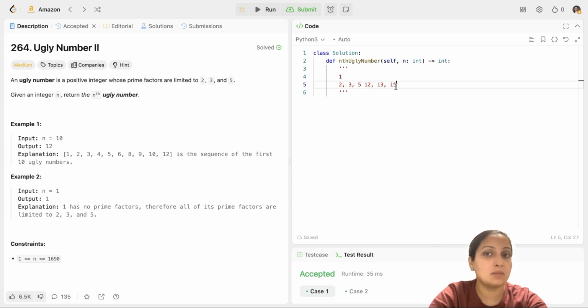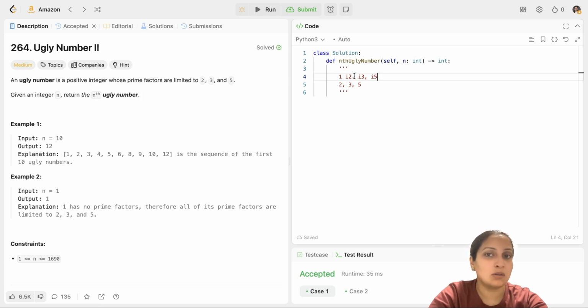So I will increment my I2. Initially, all of these 3 pointers would be at 0th index, because the 0th index will be only one element, which is 1. So my I2, I3, I5 all will be at 0th index, which will be here. Now, out of 1 multiplied by 2, 1 multiplied by 3, and 1 multiplied by 5, my minimum value is 2. So that needs to be added to the array next, right?